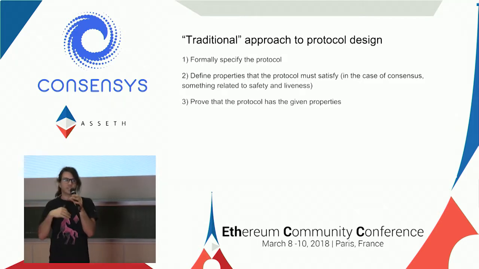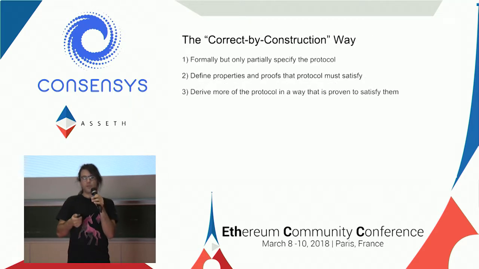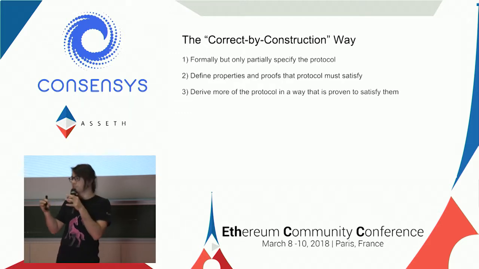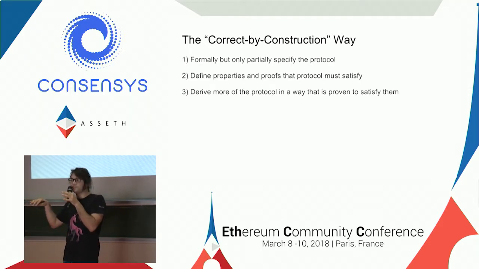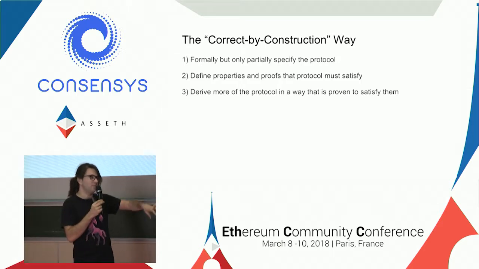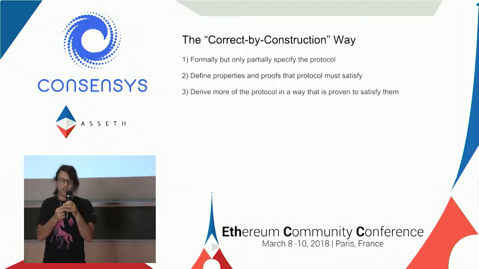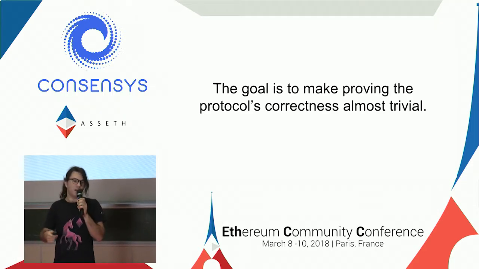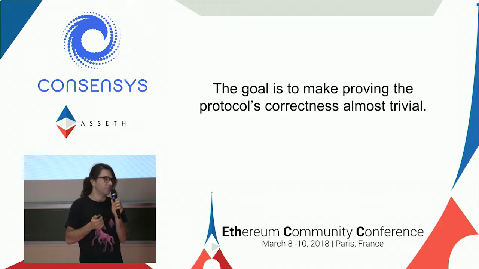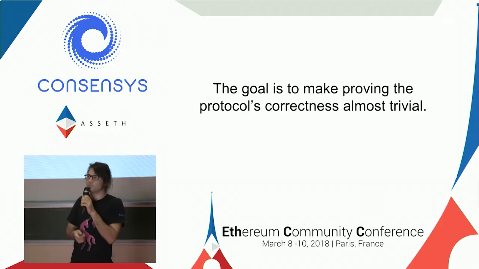Instead of specifying a protocol and then doing the analysis of proving that it has all the properties that you want, the way it works is you specify a little something about your protocol, then you say what properties and proofs the protocol should satisfy, and then you derive the rest of the protocol to satisfy those proofs. So you set up the proofs first, and then you pull out the rest of the protocol in order to guarantee that the proofs are satisfied. We try to do the analysis first, and then the protocol specification second, in order to make the proof of the protocol's correctness really, really simple, because the whole protocol was designed around the proof, and the proof was designed to be as simple as possible.